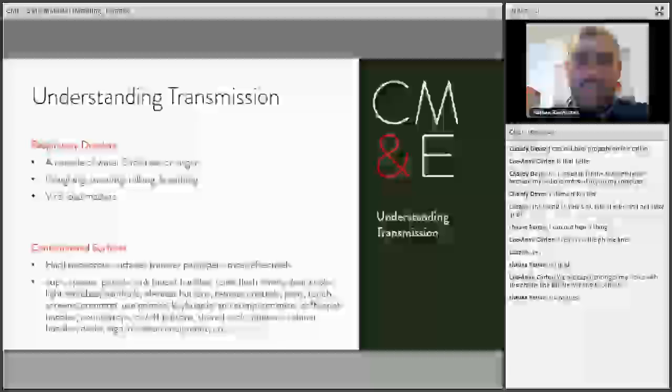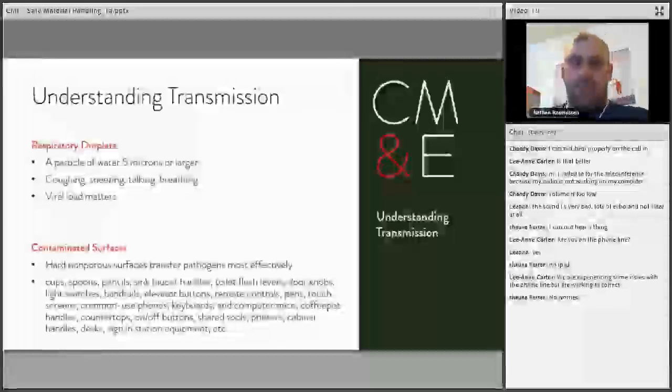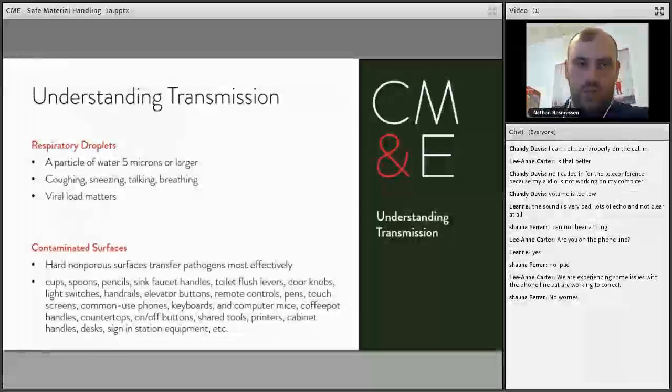Now, some of the contaminated surfaces. The virus, when it lands as part of a respiratory droplet, or if I've touched my face and then touch a surface, I'm transferring the virus there. It is far easier to pick up the virus from a hard, non-porous surface. If you take a look at the Health Canada website for disinfectants, it's specifically talking about hard, non-porous surface disinfectants. That is where the virus transfers most easily.